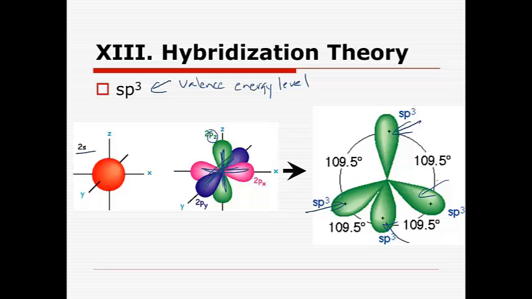In theory, there's another little lobe in the back there, but because it's so small, that means the probability of finding electrons there is really small. So what happens? We get 4 lobes, 4 orbitals in a tetrahedral shape.